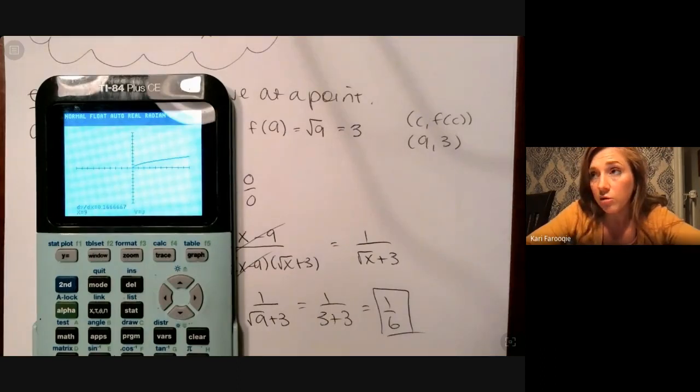We're not going to be doing a whole ton of derivatives at a point outside of this section, but you have that at your disposal to check.